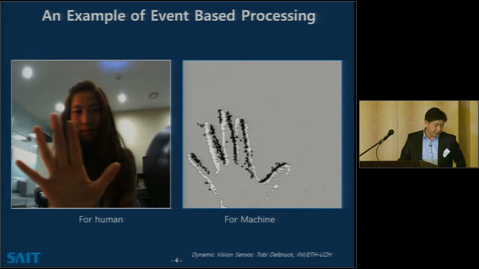And here is one of the motivations. The left figure is the portrait. Usually we record for humans, so it uses a CMOS image sensor. But if a machine tries to understand the motion of a human, sometimes that is not efficient. The right side is the image result from the DVS sensor made by Tobi Delbruck, and this only detects the edge of the motion, and it is very asynchronous. So it's very efficient when you are trying to get the motion of the hand.